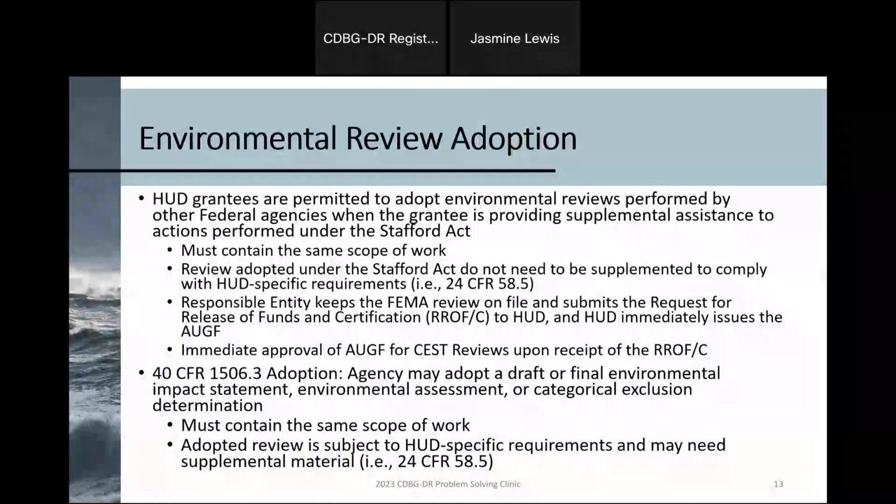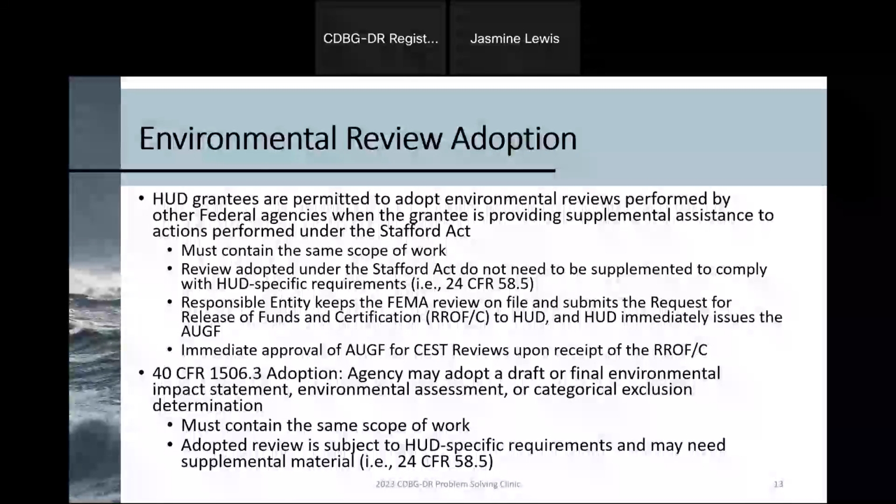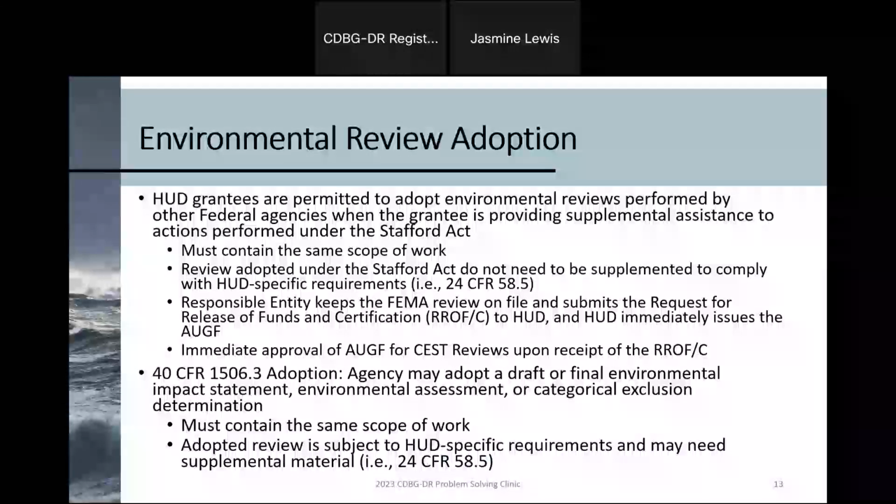So our first streamlining opportunity is when an environmental review has already been completed by another agency and you, as the responsible entity, are able to adopt that environmental review. There are two different avenues you could take with this, and the first is probably going to be your most common for disaster recovery funds, and that is when an environmental review has been completed under the Stafford Act, i.e. when FEMA has done it already.